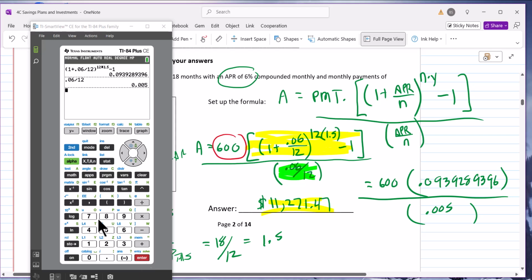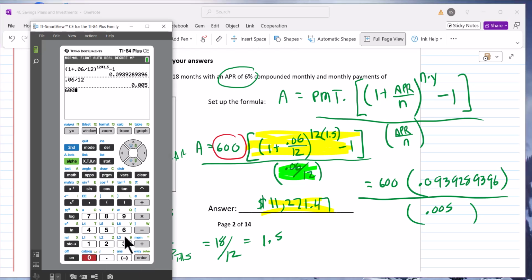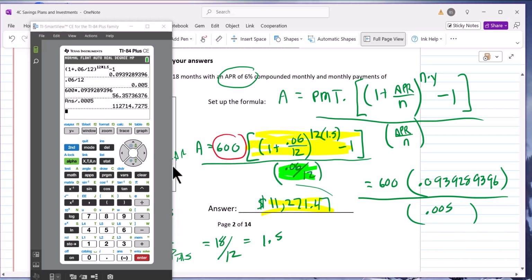So what I'm going to do is take the 600 multiplied by the 0.0939289396, get that answer, and then I'm going to divide that by 0.005, and then that'll give the answer to the problem, okay? Now, I think I put one too many decimals in there. So I had 0.0005, so the answer should be this right here, okay?